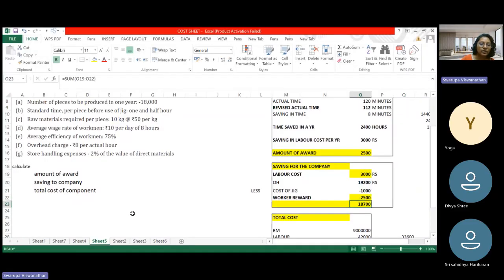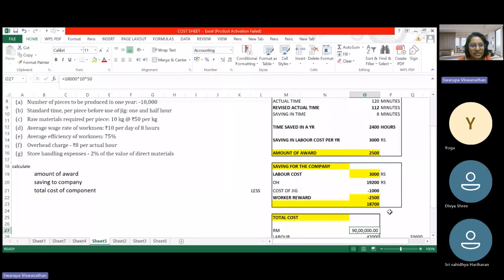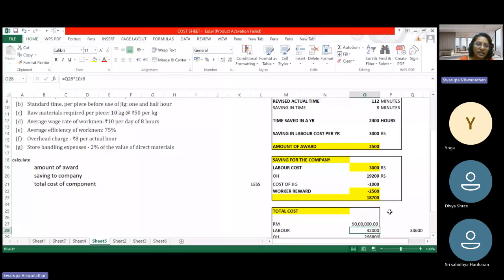The last part of the question, what is the total cost of the component? Total cost easy to calculate. Number of pieces 18,000. Material is 10 kg at 50. So total material cost is 18,000 into 10 into 50. That is 90 lakhs. Then what is the labor cost? Labor is 8 hours for 8 hours at 10 per day.